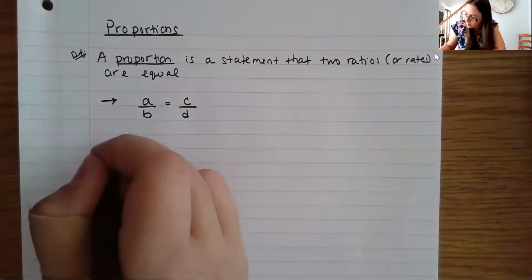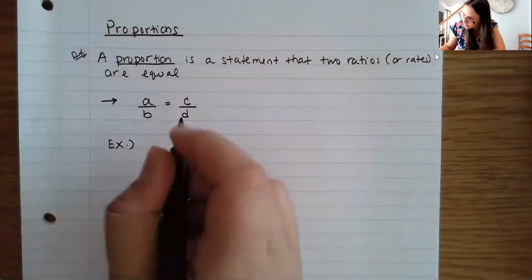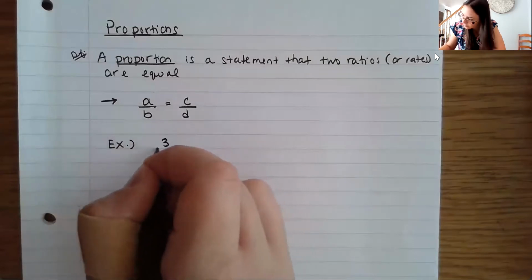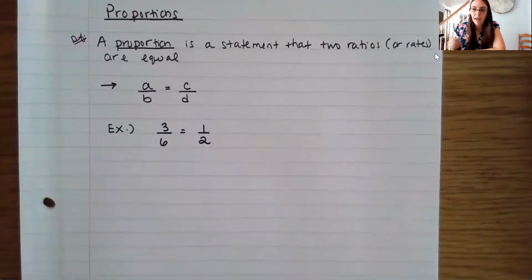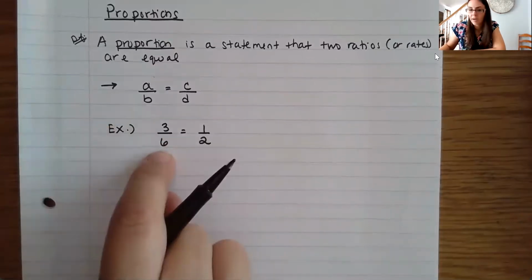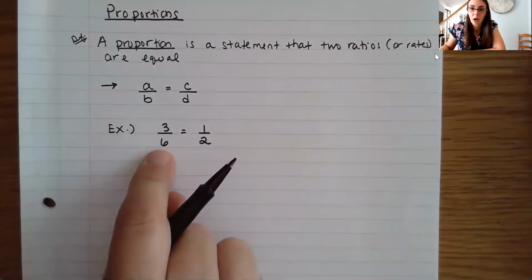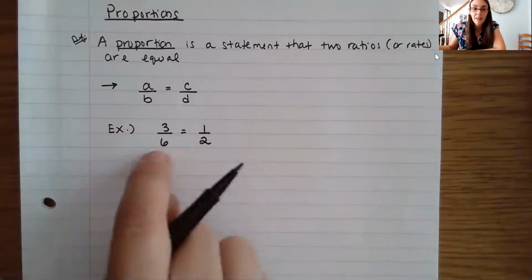So for example, three sixths equals 1/2. This is a true statement. This is a proportion. These two ratios or rates, I don't even give it a meaning here, but they're the same, right? 3/6 and 1/2. If you were to simplify 3/6, I think you can all do that at home, you would get 1/2. So you can see that these two ratios are the same. This is a proportion.